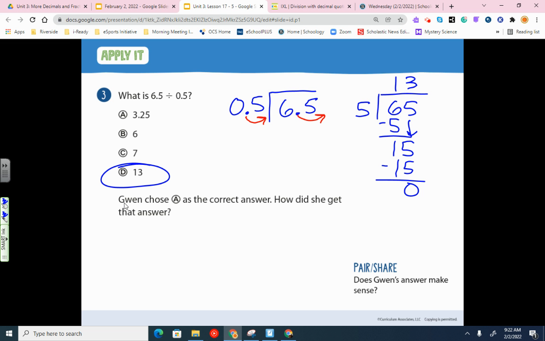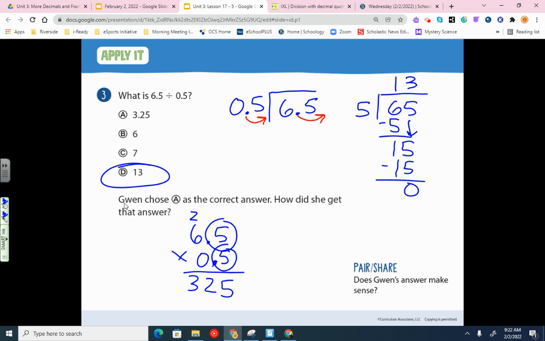This is a curious one. It says Gwen shows A is the correct answer. How did she get that answer? It took me a second to look at this and figure it out, but I figured it out. Gwen did this. Look at what she did.